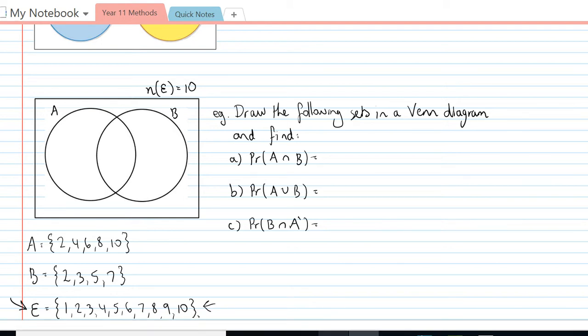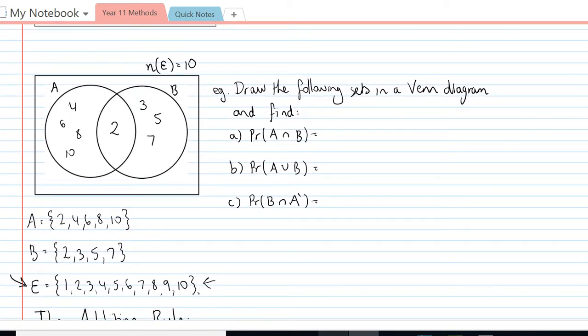So the only number that's overlapping there would be 2. That can go into this middle region. In B, we're still going to have 3, 5, and 7. And in A, we're still going to have 4, 6, 8, and 10. The thing is that there are some numbers in the universal set that aren't included in either of those. So I'll write them around the outside. So we're going to have 1 and 9. Those two numbers don't fit into any of the sets.